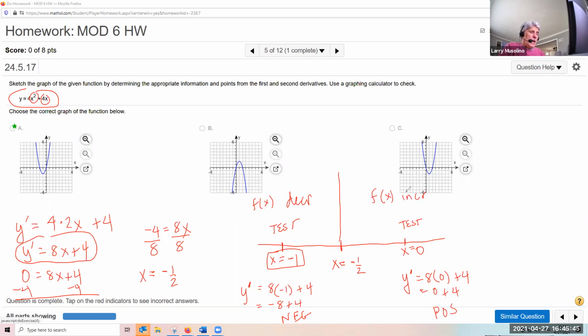All right, so here's what we have. To the left of x equals -1/2, the function has to be decreasing and then increasing to the right. Well, the only graph that matches is this graph right here. And if you notice, this point here is x equals -1/2. This graph C is wrong because this point here, x is positive 1/2. So graph A here makes sense as the correct answer.